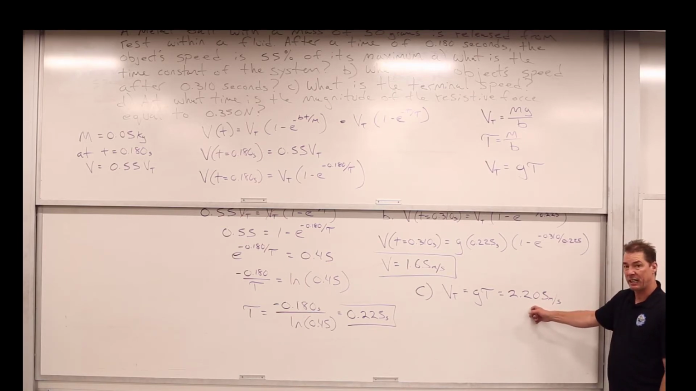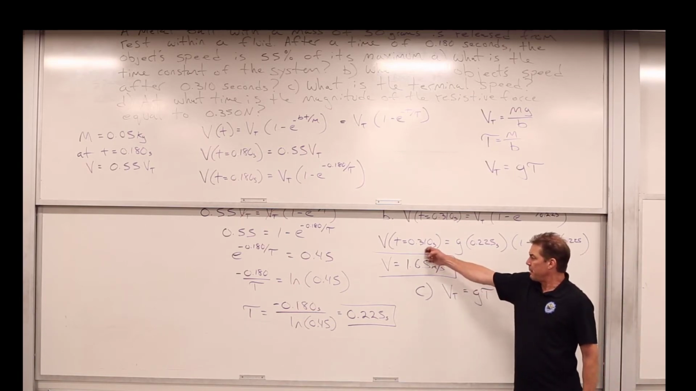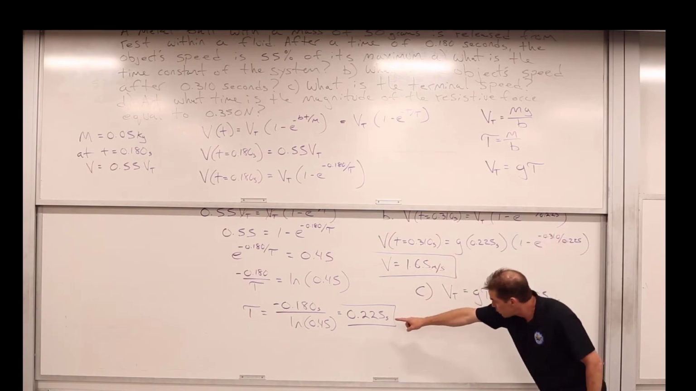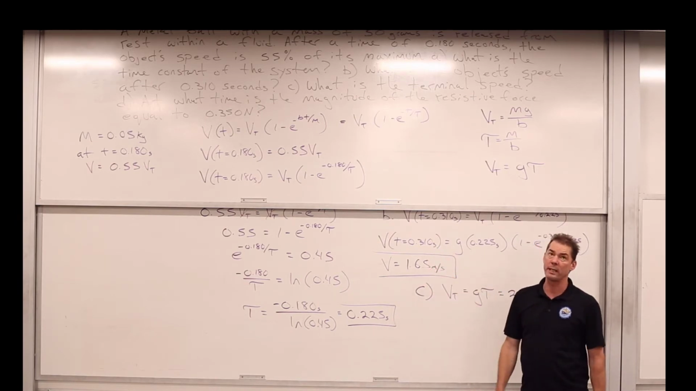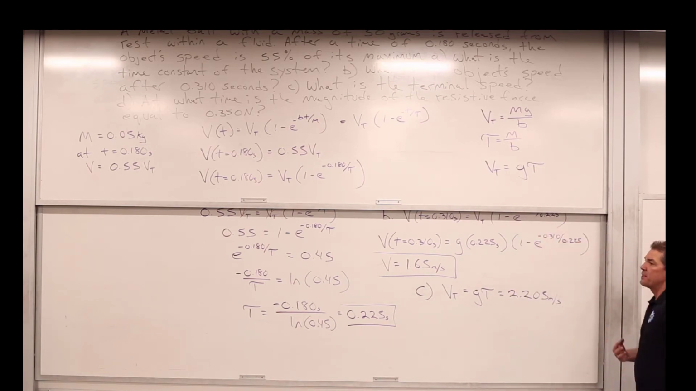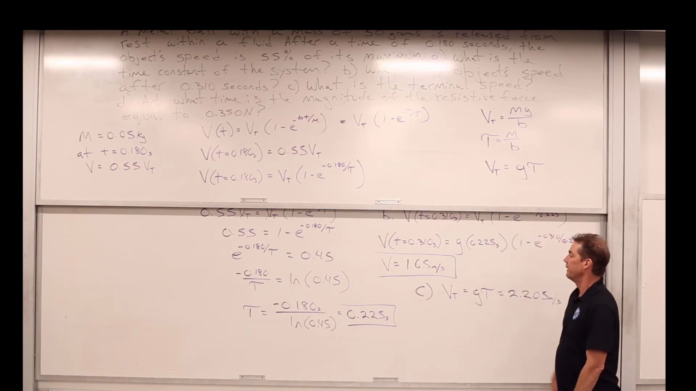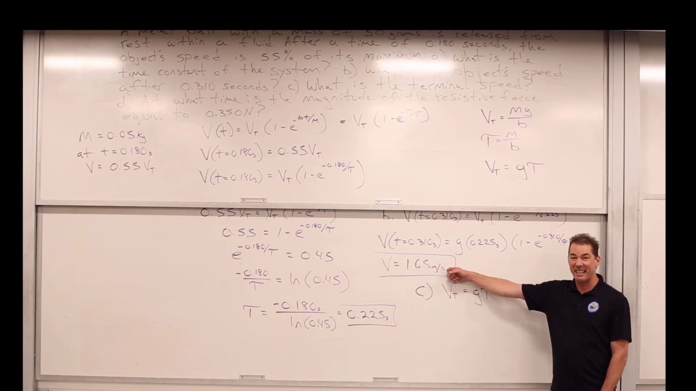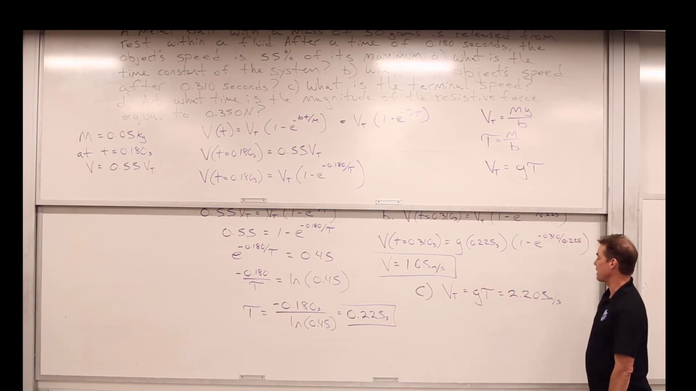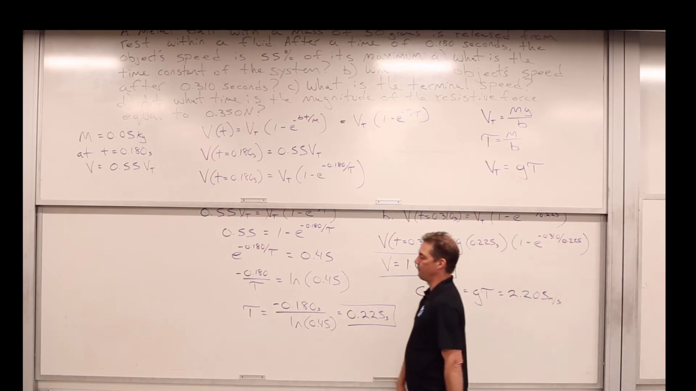So start thinking, is that reasonable in terms of time constants? Well, this is going to be between 1 and 2 time constants. One time constant is 0.225. Two time constants would be 0.45. So we should be somewhere in between 63.2% and 86.5% of the maximum speed. In which, yes, 1.65 is in between that range of the maximum speed of 2.205 meters per second. If it wasn't, we'd have done something wrong. Go back and figure it out.